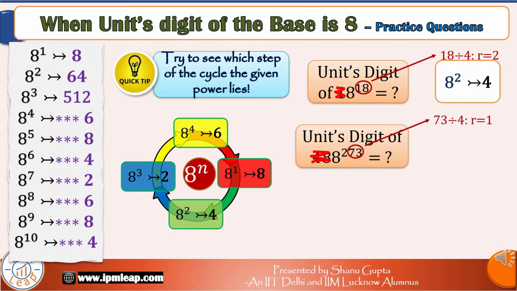273 when divided by 4 leaves the remainder 1. We are at the first step of the cycle. So the unit digit will be the same as that of 8 raised to 1. So our answer is 8.